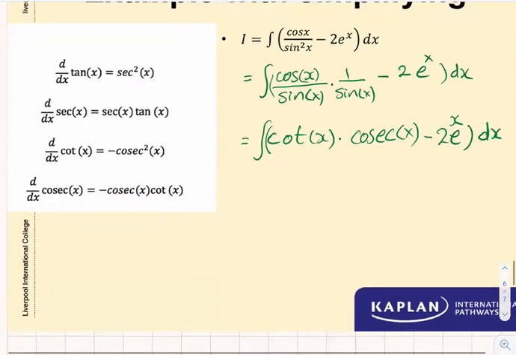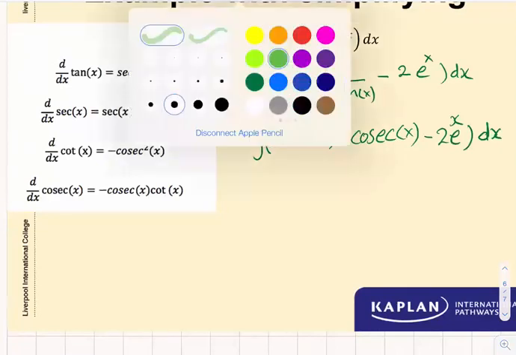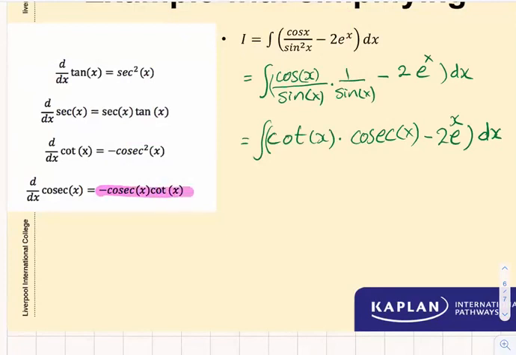Now we look at the formula sheet for anything to do with cot x and cosecant x. In the derivative part, we have minus cosecant cot equals the derivative of cosecant. So if we integrate cosecant cot, we will get cosecant x. We don't have minus cot cosecant, we have only positive, which means the answer is going to be minus cosecant.